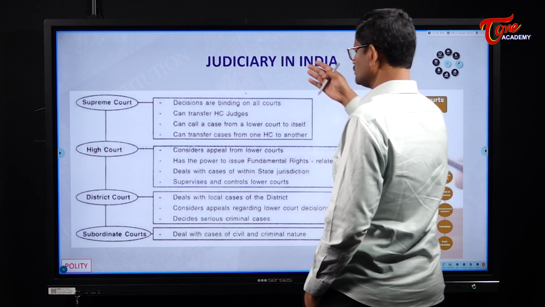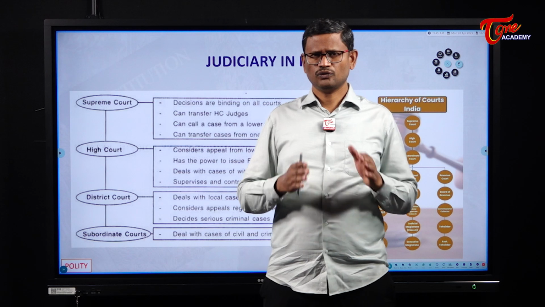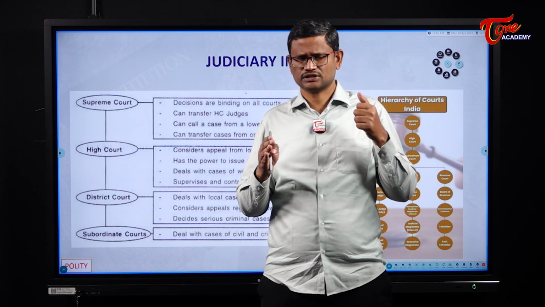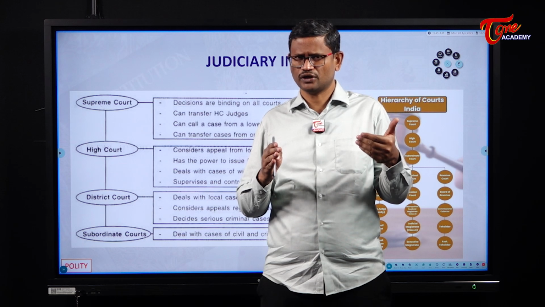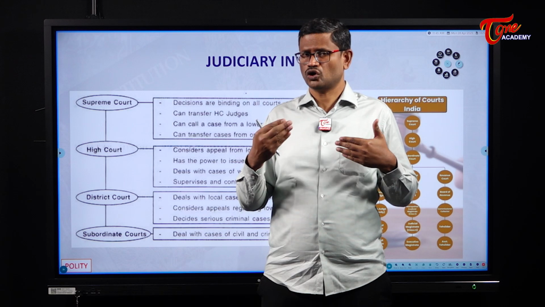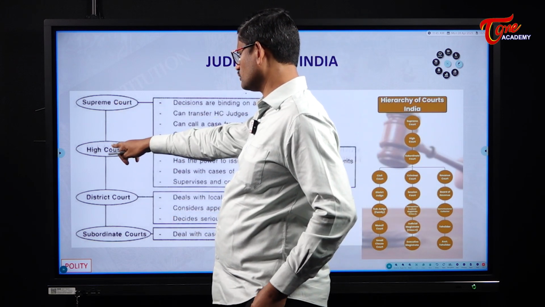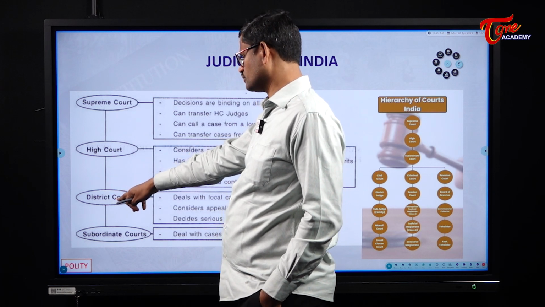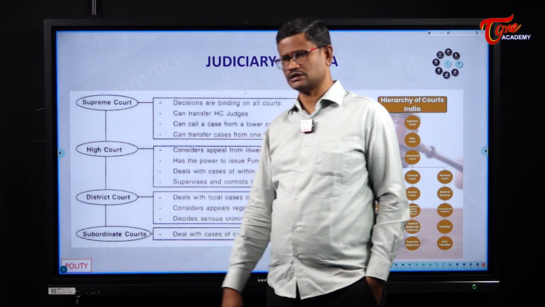Then let's move to the judiciary in India. As I said just now, in India we have an integrated judiciary. At the highest level we have the Supreme Court, and below the Supreme Court we have 25 high courts, and below each high court there are a number of lower courts. So that's the organization here: Supreme Court, High Court. Below the High Court there is a district court, and below the district court we have lower courts called subordinate courts.